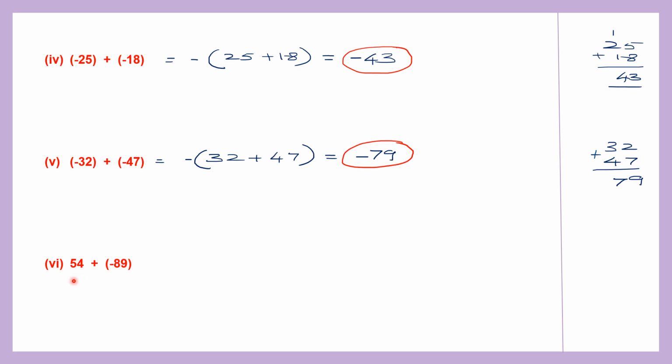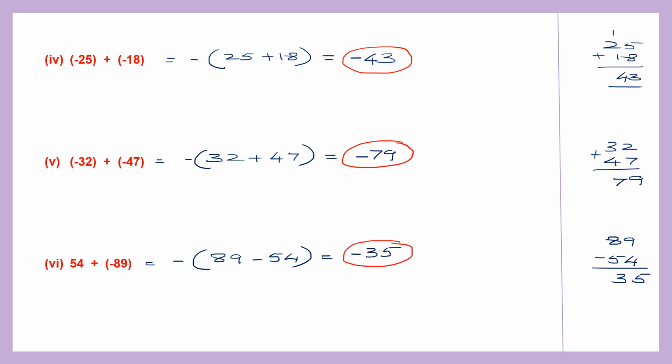Question 6. We have one positive integer and one negative integer. Signs are different. We have to subtract. And what sign do we give? We give the sign of the bigger number. So 89 is the bigger number. What sign does it have? A negative sign. So we put minus and we subtract 89 minus 54. Let's do that subtraction. 89 minus 54. 9 minus 4 is 5. 8 minus 5 is 3. So that is 35, minus, negative 35. This is our answer.